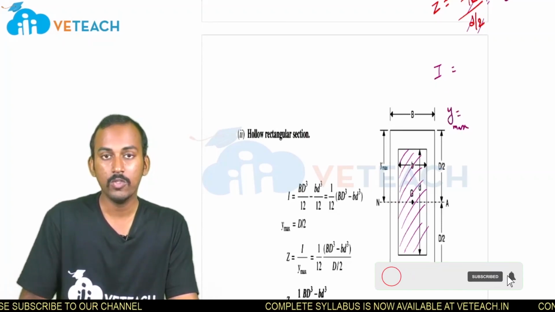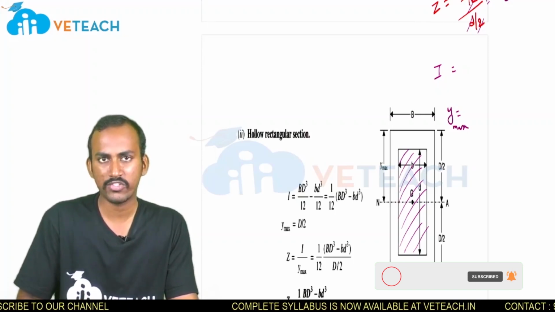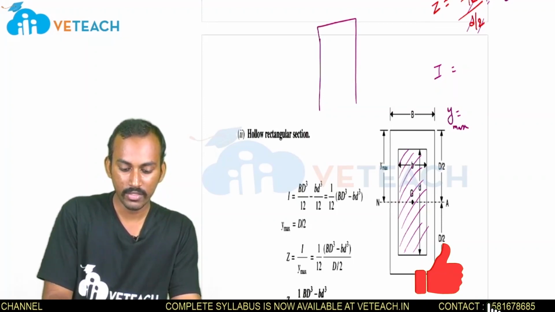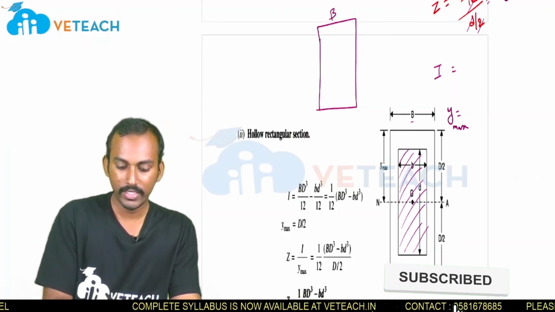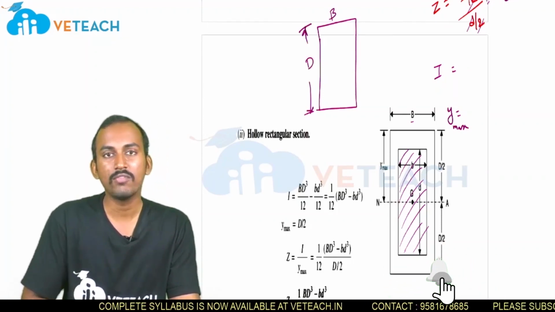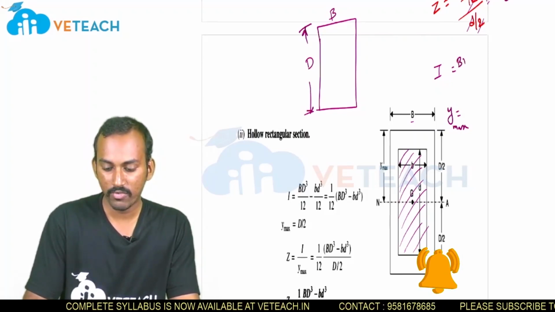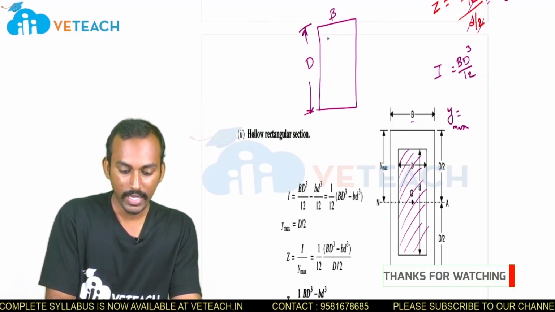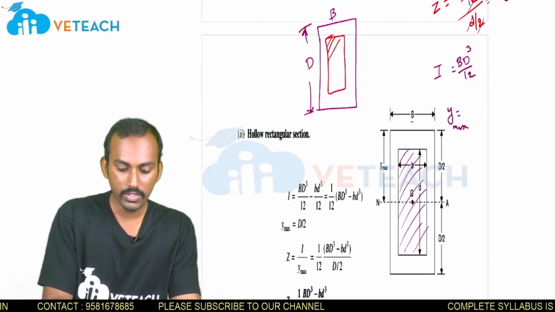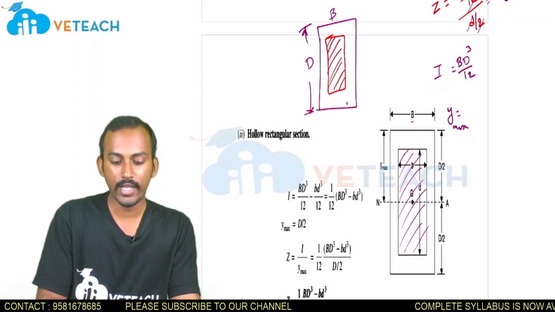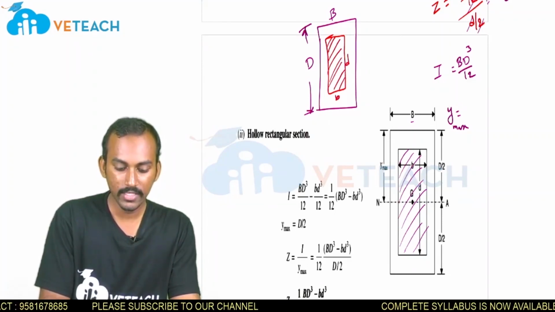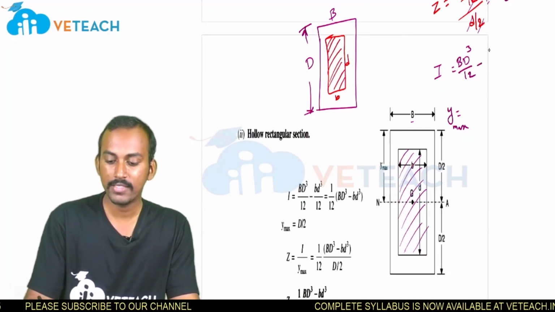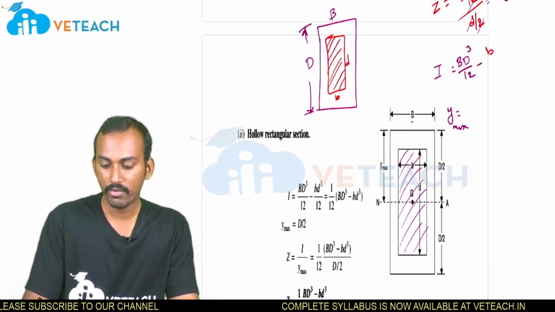So what is the I value? It is a hollow rectangular section. First I am considering it as a solid section of width B and depth D. For this section the I value is equal to BD cube by 12, but here the inner part is a hollow part. So this entire part is a hollow part. This is b and this is d. As it is a hollow part, we have to deduct it, minus bd cube by 12.